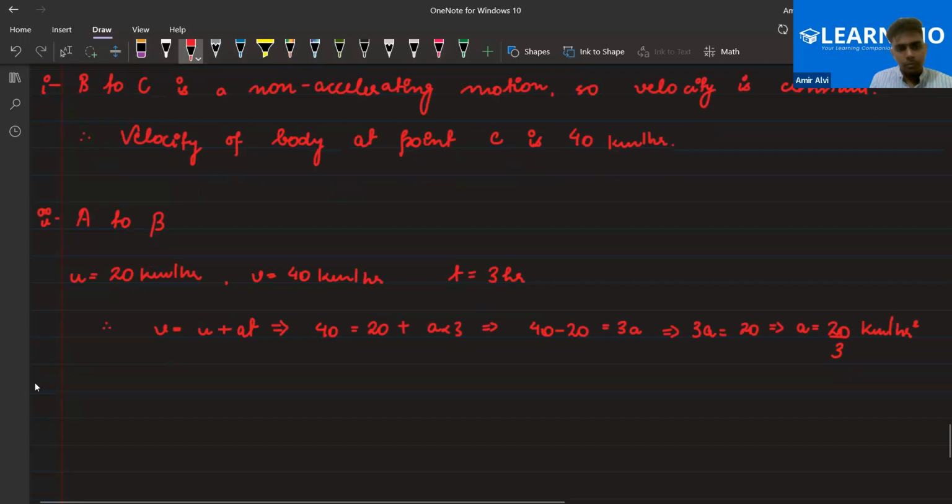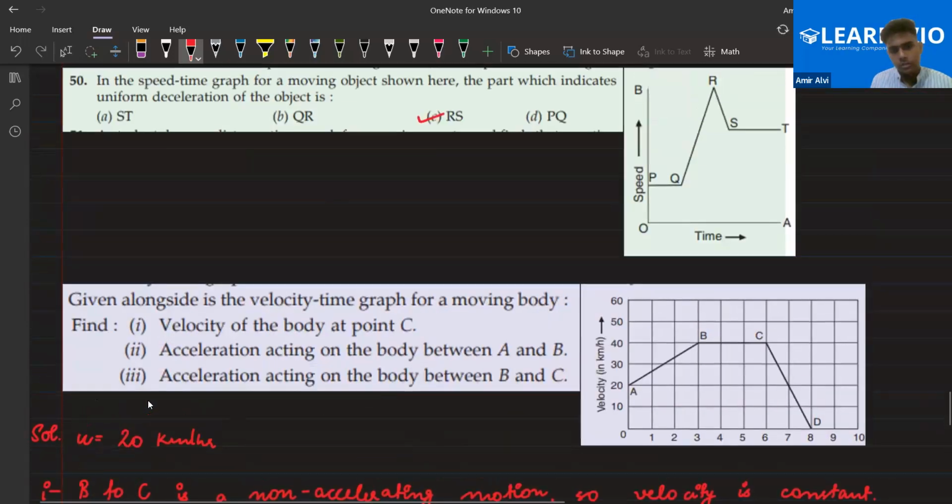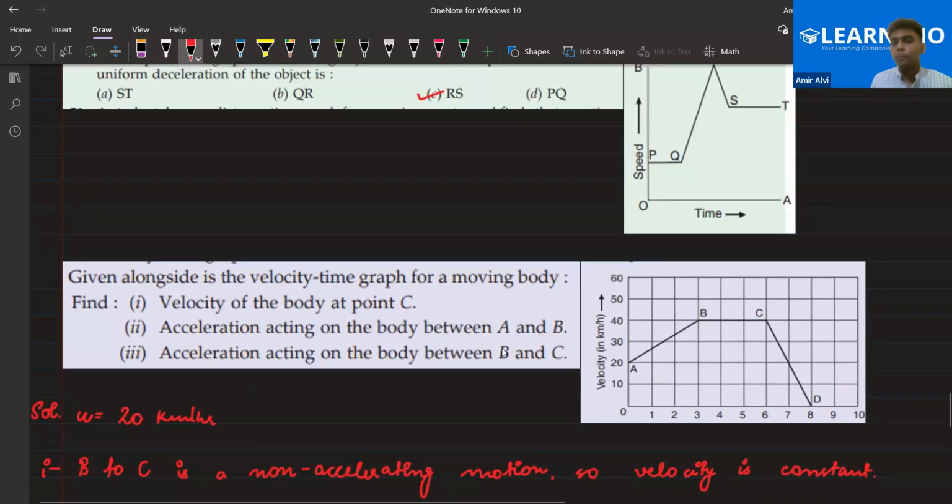Now we have to find the third part. So let's see what it is asking. The acceleration from B to C. From this you can conclude that B to C is parallel to the time axis. It means that time is changing, but the velocity is fixed. So will there be any acceleration? No. So it means that in this phase, no acceleration is acting on the body, right?